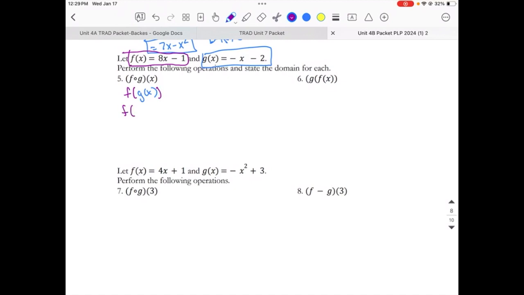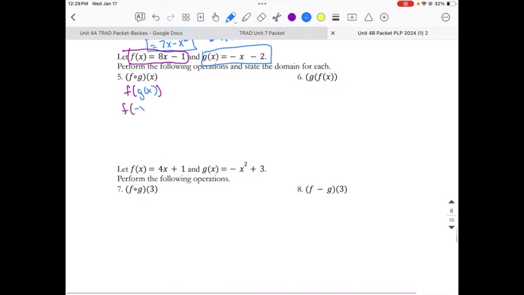Okay, which means we're going to take the G of X function, which is negative X minus 2, and it's going to get plugged into the F function. So we're going to go to the F function up top here, and usually it's X. In place of that X, this whole thing is going to go in. So we're going to end up with 8 times negative X minus 2 minus 1, and then we're just going to distribute and combine like terms.